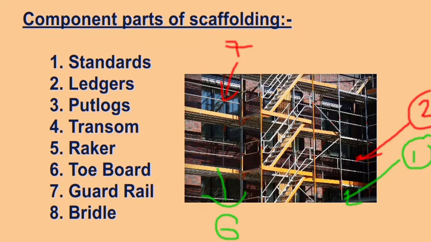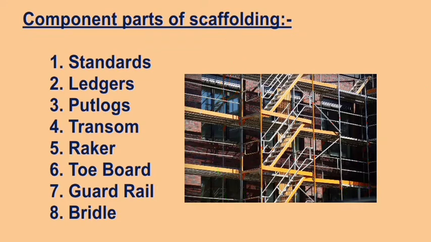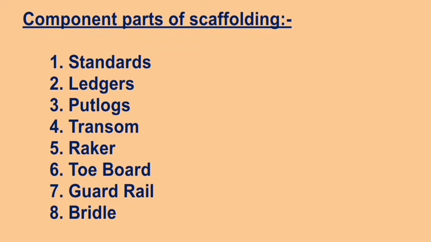Third one, putlogs. These are the transverse pieces which are placed on the ledgers and which are supported on the wall at one end. They are at right angles to the wall. Fourth one, transom. These are putlogs, but both their ends are supported on the ledgers. Fifth one, raker. Raker is an inclined support.